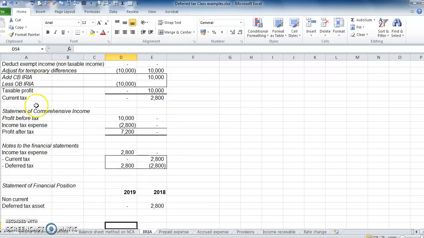Here we go. In our statement of comprehensive income, for 2018 we have no accounting profit, and for 2019 we have accounting profit. For 2018 we don't have any income tax, I'll show you, we'll speak about that a little bit later. For 2018 we have our income tax of 2,800.